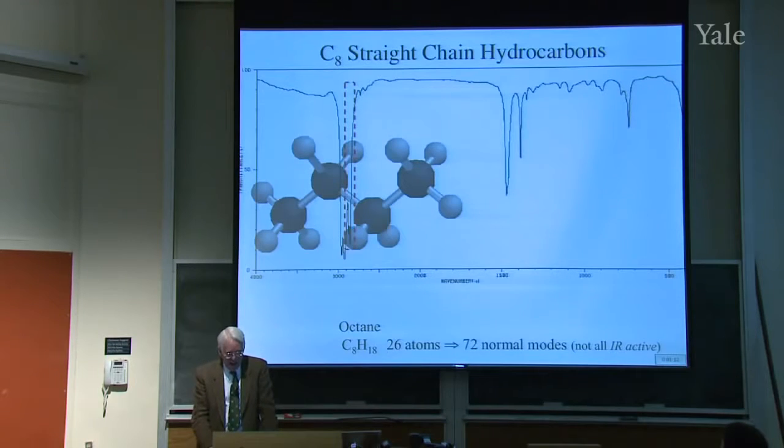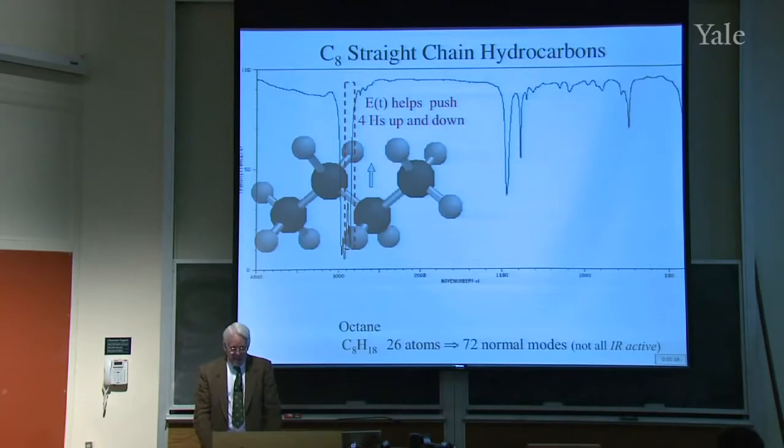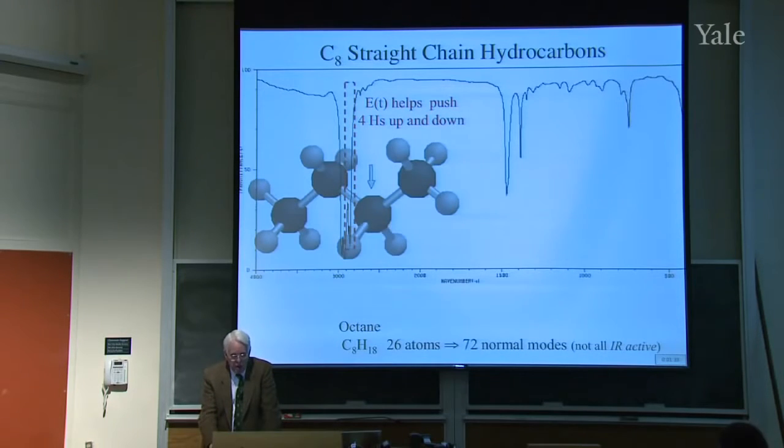So that's going to interact with the electric field of light that's pointing in that way. So light can help push those 4 central H's up and down. That particular normal mode interacts with light, and you get absorption of light at that position. When the field is up, it pushes it one way. When the field is down, it pushes it the other way, and we interact with light. So that's a CH stretch.